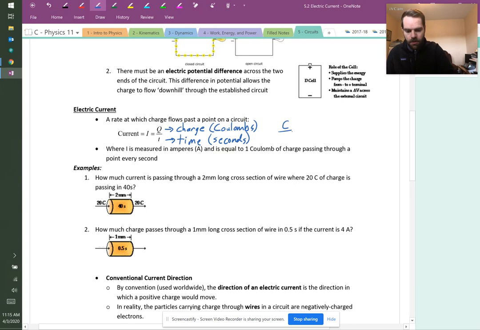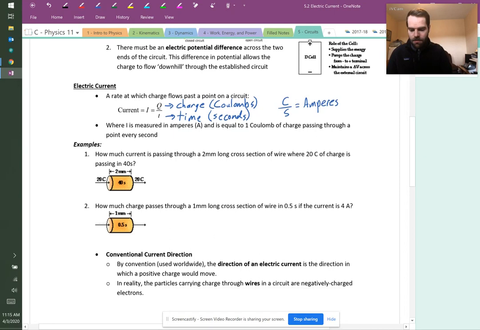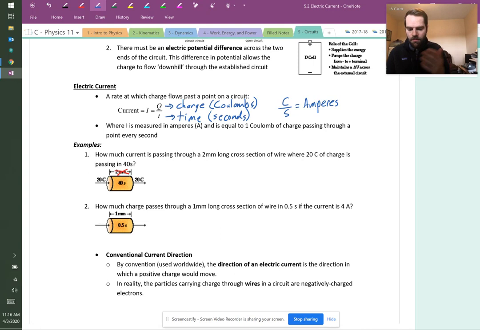And coulombs per second gives us units of amps, amperes. So the units for current are amps or amperes, and 1 ampere is equal to 1 coulomb of charge passing through a certain point in a circuit in 1 second. So let's look at some examples of that. Here I have a little section of wire. It doesn't actually matter how long that section of wire is, simply that we have a certain amount of charge. It says that 20 coulombs of charge passes through this section of wire in 40 seconds.